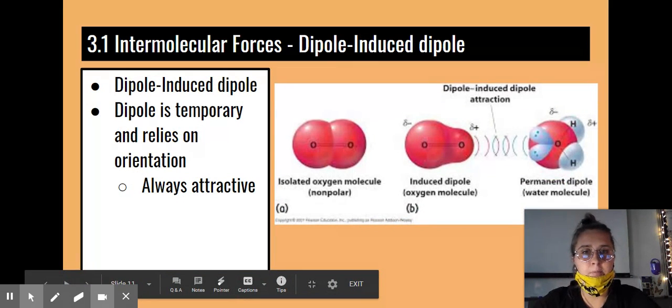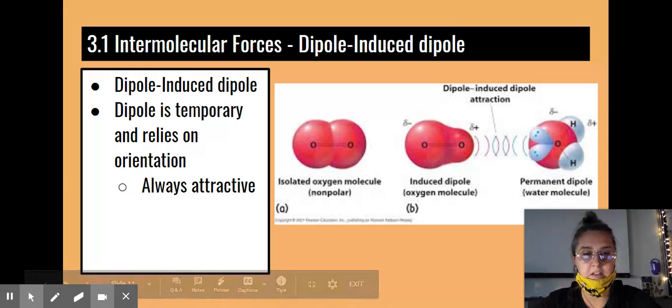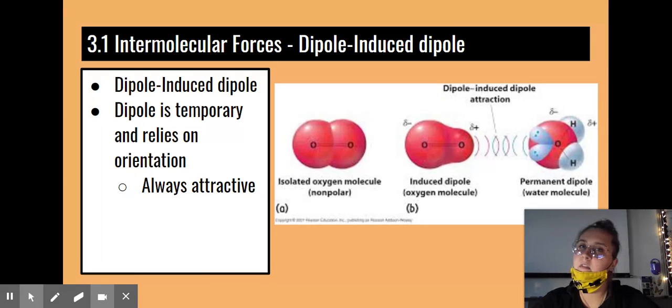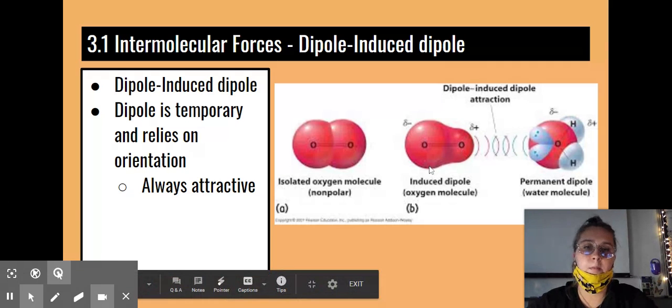All right, then we've got dipole and induced dipole. We're not going to spend too much time on this because it's essentially the same as a dipole-dipole, only one of them was coerced into being a dipole. So the dipole is temporary and relies on the orientation. So it's always an attractive property.